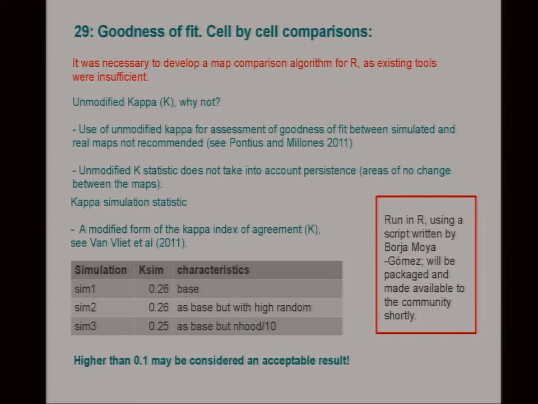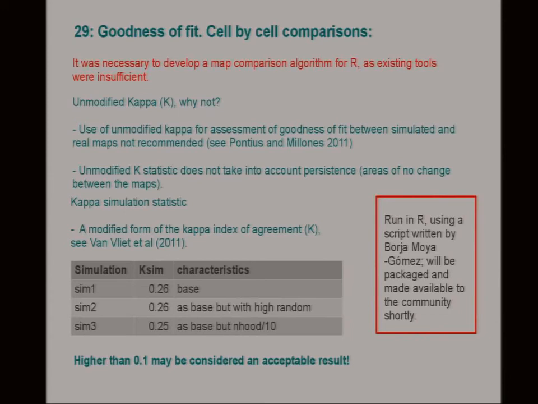Right, and I hope I've got time to just quickly go into the statistics. Two minutes, right, very quickly. Okay, I've used Kappa, which is a standard map comparison technique, and I haven't used unmodified Kappa because this causes some problems. It doesn't take into account areas of no change. So we've used this modified statistic from Van Vliet. This is programmed by a colleague of mine. I'm not going to show it to you because it's not ready yet, but anyway, it works, and we're going to package it up and make sure that it's available.